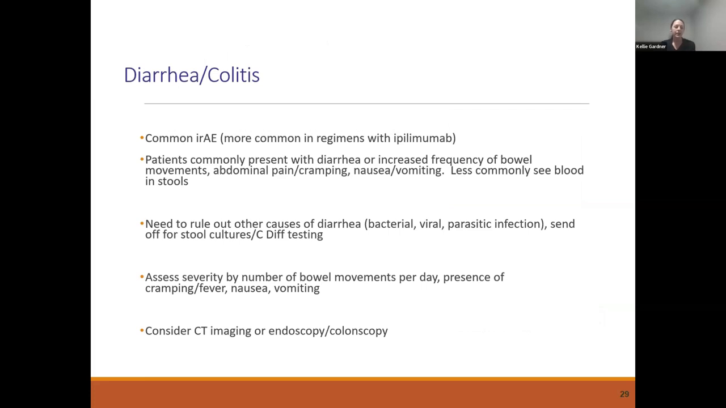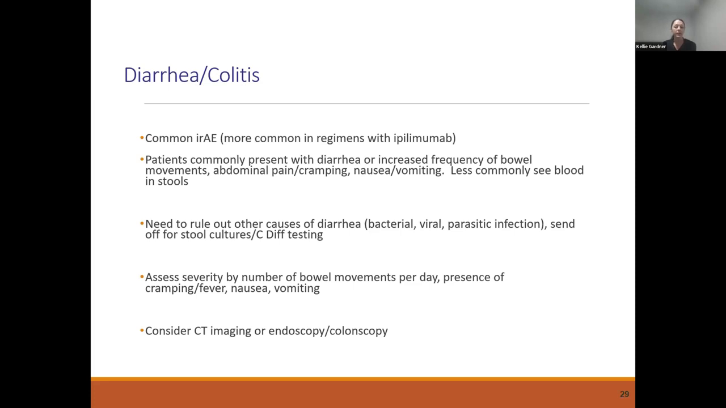Diarrhea and colitis, we see this quite a bit with regimens with ipilimumab. Can still see it with the single agent PD-1s. Usually patients present with diarrhea or increased frequency of bowel movements. They can have abdominal pain and cramping, some nausea, vomiting. We don't usually see blood in the stools, but it can happen. Usually it's increasing stool frequency and loose stools.